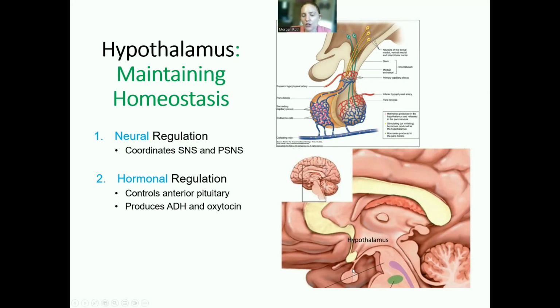So if the pituitary is the master gland, the hypothalamus is the king because the hypothalamus controls the anterior pituitary. Also, the hypothalamus produces hormones that go to the posterior pituitary, which acts as a storage site, and they are then secreted from the posterior pituitary. So the hypothalamus has a lot to do with maintaining your internal environment, homeostasis, keeping you alive, basically.